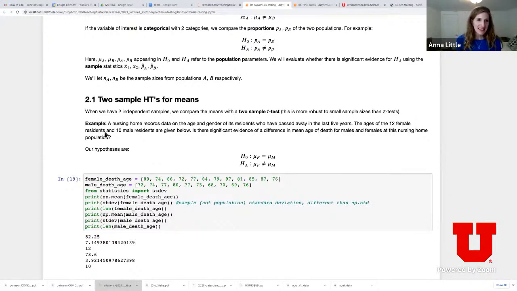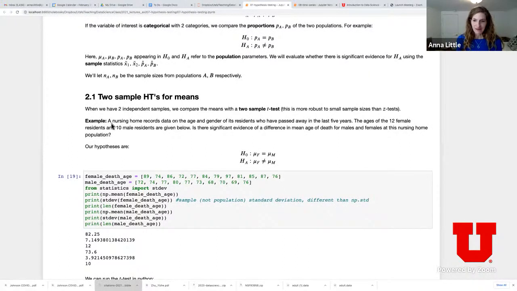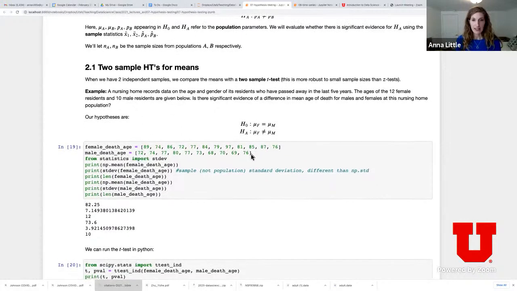Okay, so let's take a look at the following example. A nursing home records data on the age and gender of its residents who have passed away in the last 5 years. The ages of the 12 female residents and 10 male residents are given below. Is there significant evidence of a difference in mean age of death for males and females at this nursing home population? Okay, so we set up our hypotheses. Remember, your null hypothesis should always include equality. So we have the mean for females is equal to the mean for males.